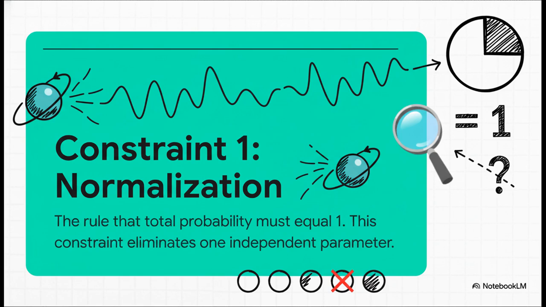The first rule is something called normalization, and it's pretty intuitive, actually. Think of it this way. If you measure the spin, there might be a 70% chance you get up. If that's true, there has to be a 30% chance you get down. The probabilities have to add up to 100%. That simple fact locks our 4 parameters together and means one of them isn't really independent after all.